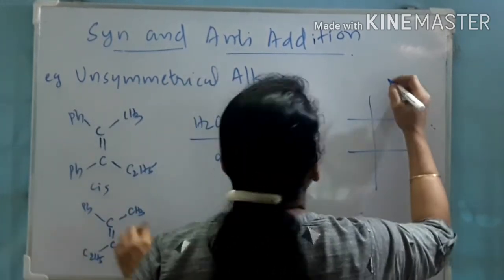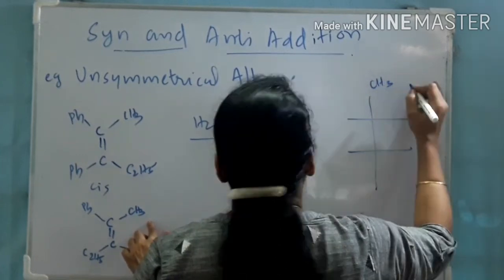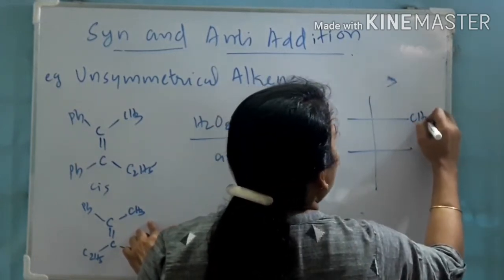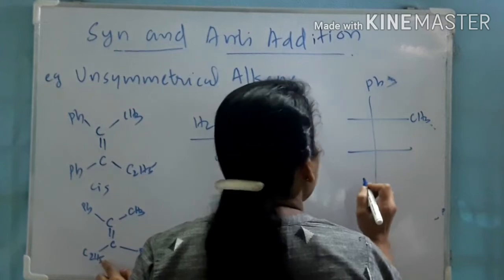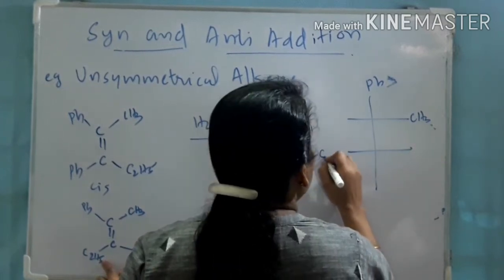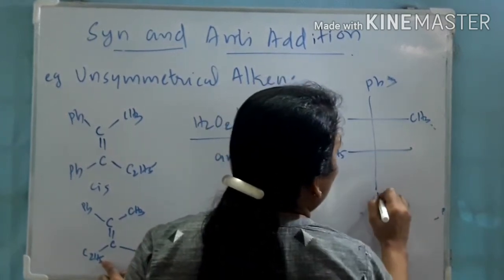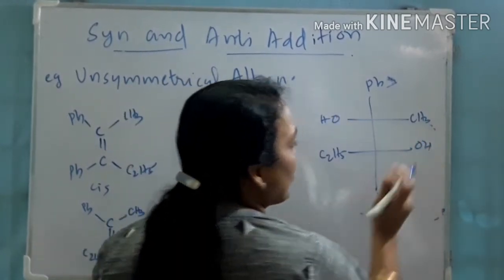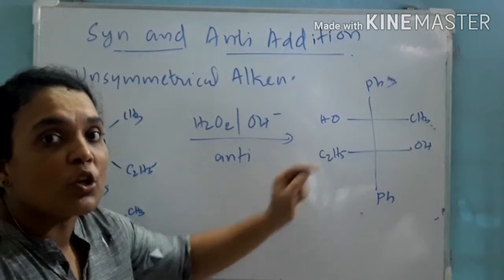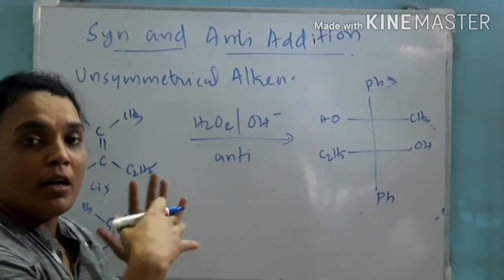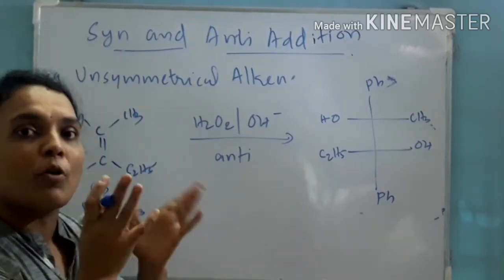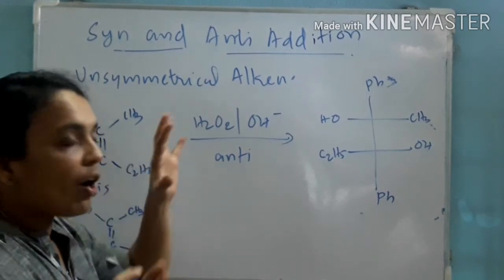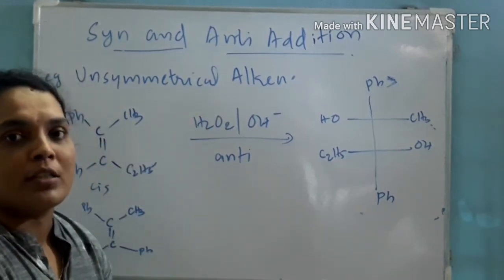What we have, CH3, Ph, C2H5, Ph. Then add OH here and here. So that is the product. Product is also important. Not only whether it is cis, or meso or racemic mixture, the product is also important. So you have to know how to identify the product.